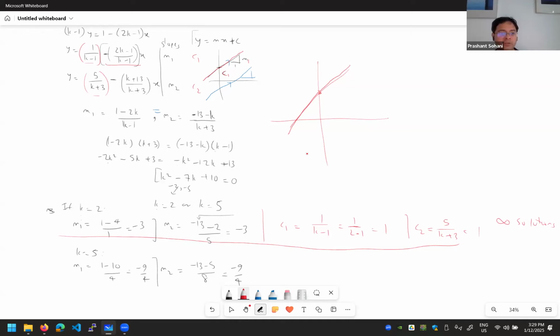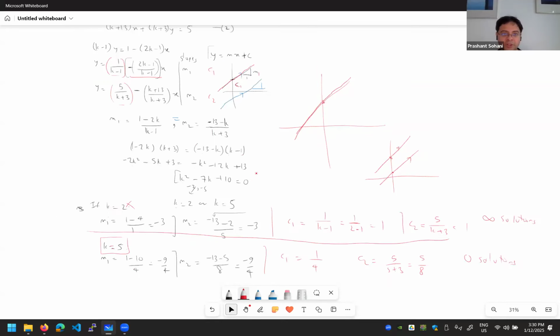Okay. But in the case of k is equal to 5, you will see that the C1 and C2 are different. So C1 is 1 over 4, and C2 is how much? 5 upon 5 plus 3. So 5 upon 8. So you see C1, C2 are different. So therefore, this is really the case we are looking for, where the slopes are equal, but the intercepts are different. So therefore, these are really two parallel and distinct lines. So therefore, here we have no solution. And so the only acceptable answer is k is equal to 5 and not k is equal to 2.